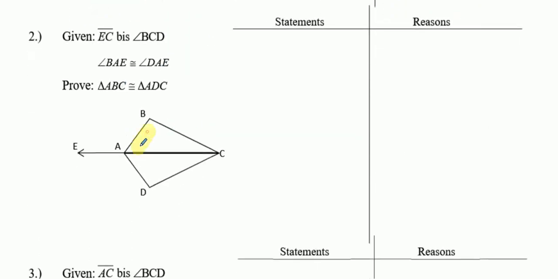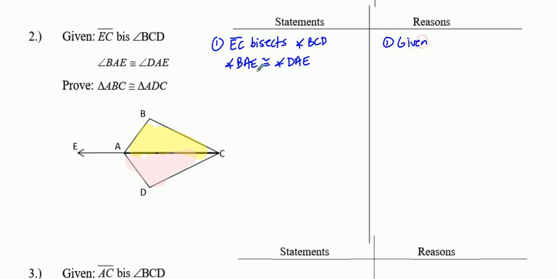In number 2, again, we're asked to prove triangles are congruent. This yellow triangle ABC and this pink triangle ADC. So we'll go ahead and write down the given. And I'm going to go ahead and mark that in the diagram. So I'll start with the second piece of given information. They're telling us in this one that angle BAE and DAE are congruent. Now, unfortunately, this isn't a pair of angles in the yellow and the pink triangle.